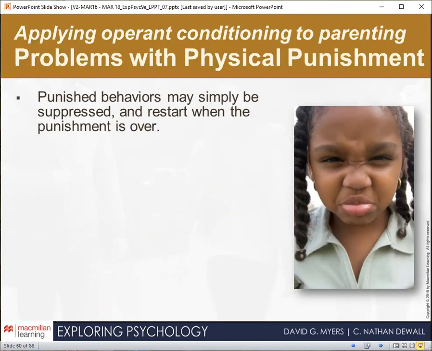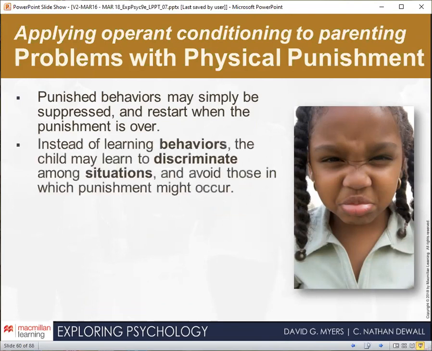So of course, when you're getting punished, you're not going to be doing the problematic behavior at the time, but as soon as the punishment is over, whatever punishment it is, you start back doing it again. So it's only a temporary relief.